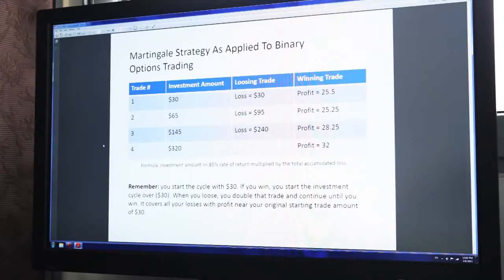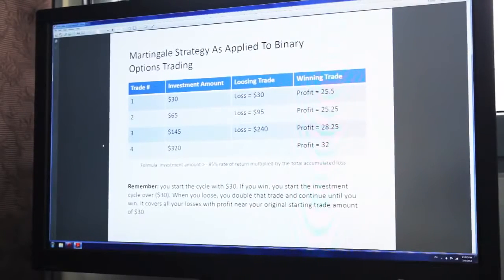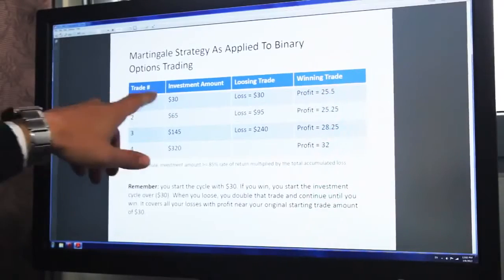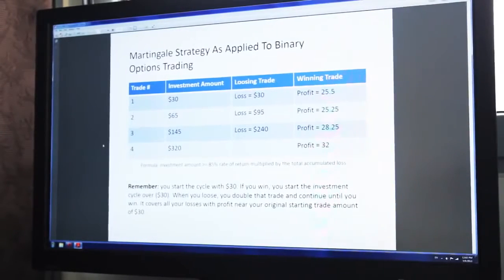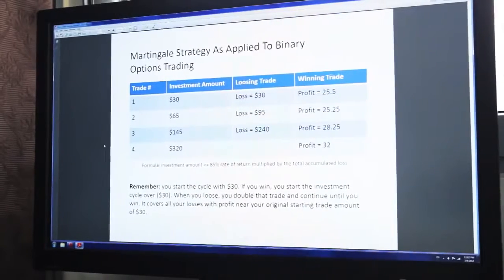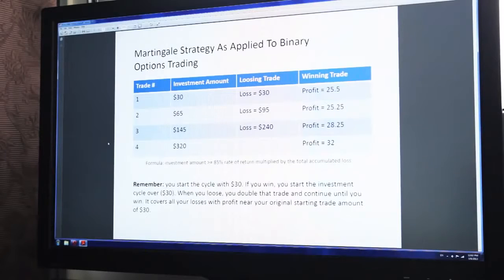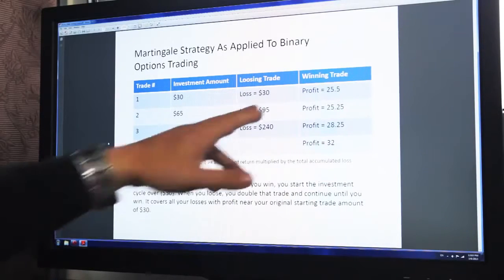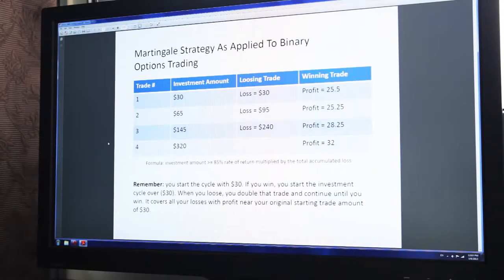So let's say we're trading the Euro USD with a $600 deposit, with a balance of $600 in our account. So we open our first trade at $30. If we lose, we're going to lose $30. If we win, we're going to make our $30 investment back, of course, but we're also going to make 85% of $30. Does it make sense? Okay. Which is a profit of $25.50. If we win, we get this.